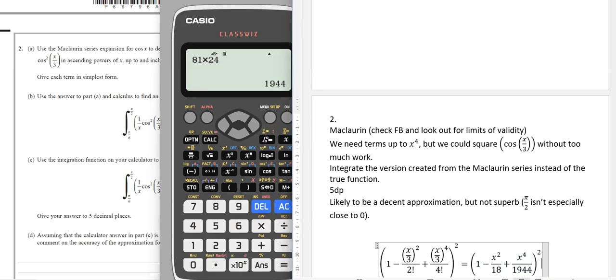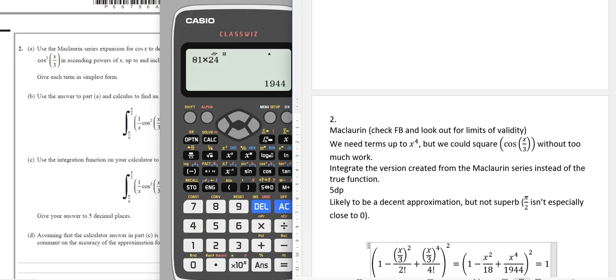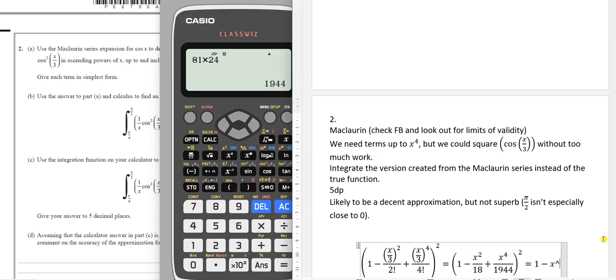Luckily, I'm not going to need much from that one because I only care about terms up to and including the x to the 4 term. But I'll need the constants, 1 times 1. I'll need 1 times x squared over 18 twice, so x squared over 9 altogether.